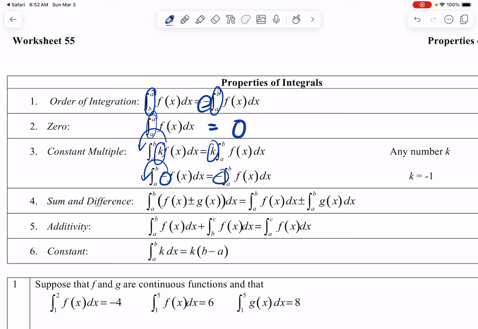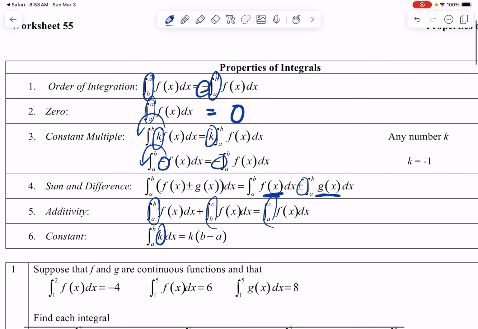Okay. For sum and difference, I would say you can split the integral into 2 parts: f of x being the first part, plus or minus, depending on whether it was adding or subtracting, the g of x function. That makes it a little easier to integrate. Then I would do additivity, which is if you have from a to b, and then from b to c, it's the same thing as from a to c. That's the same as the transitive property; you take out the middle guy. And then finally the constant: when you have a constant, you would just do k times b minus a in parentheses. So then I would go into some examples.